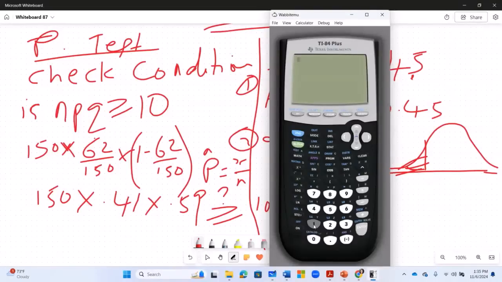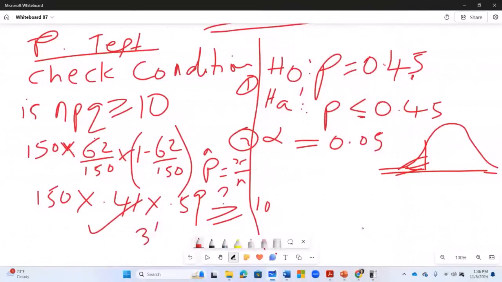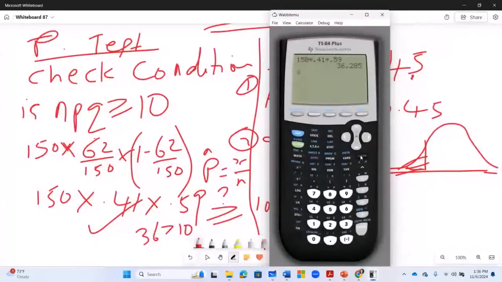Okay, so 150 multiplied by the probability of success, 0.441, multiplied by the probability of failure, 0.59. It is not good to jump into doing hypothesis testing without checking it. Therefore, 36 is the value, and 36 is greater than 10. So it passed the test because 36 is greater than 10. I can now do the hypothesis test. And all I do is put the thing in my calculator and the answer will show up.